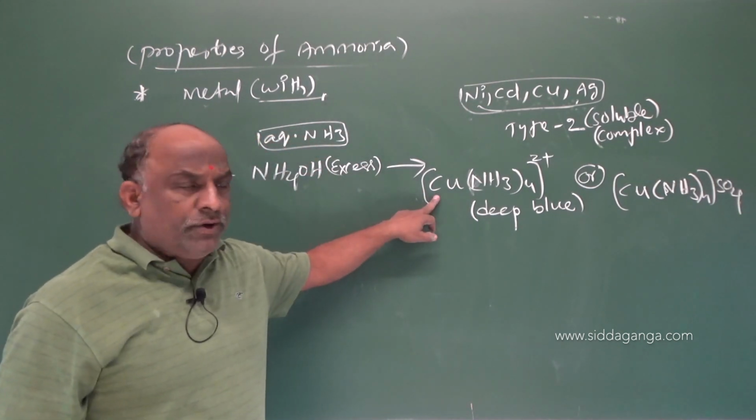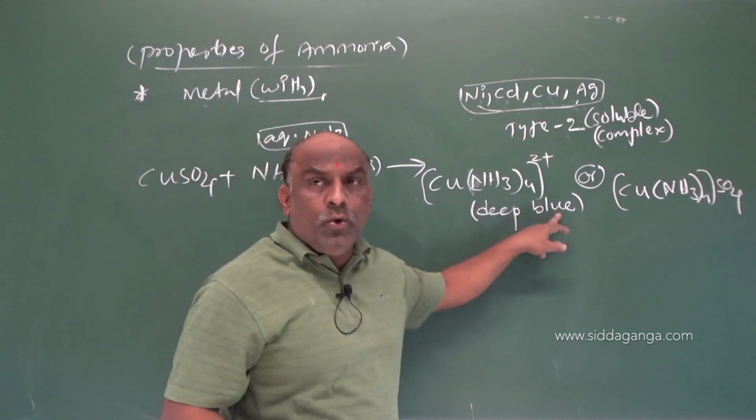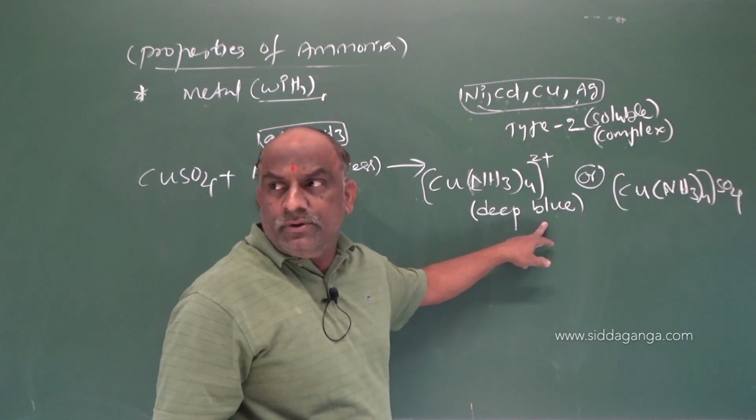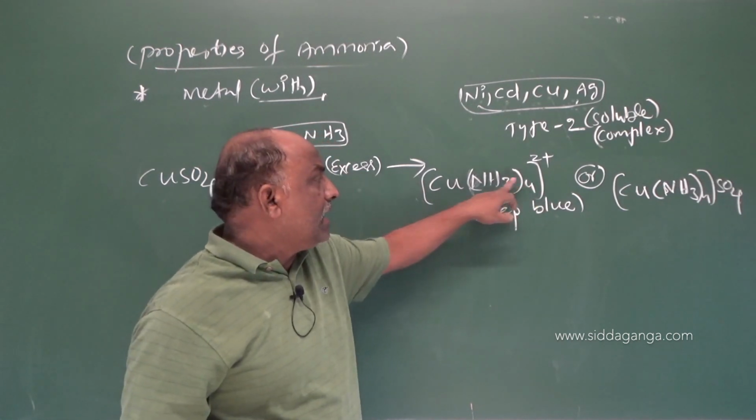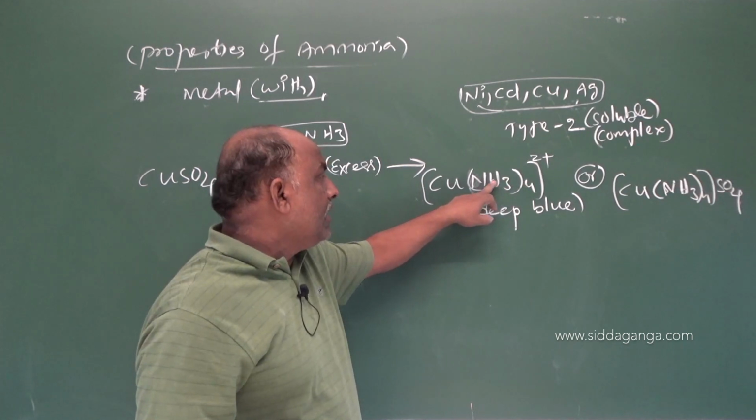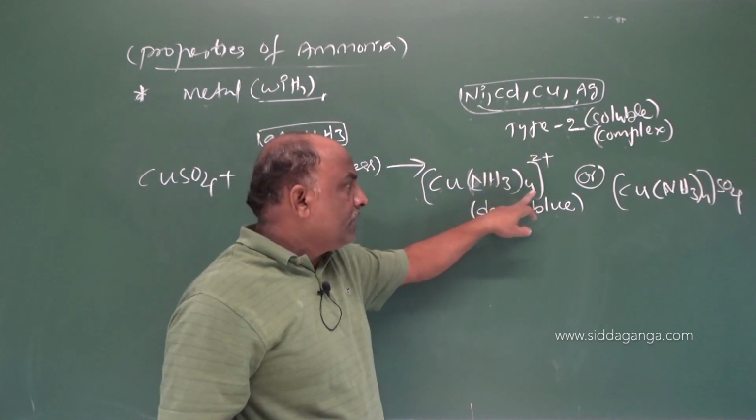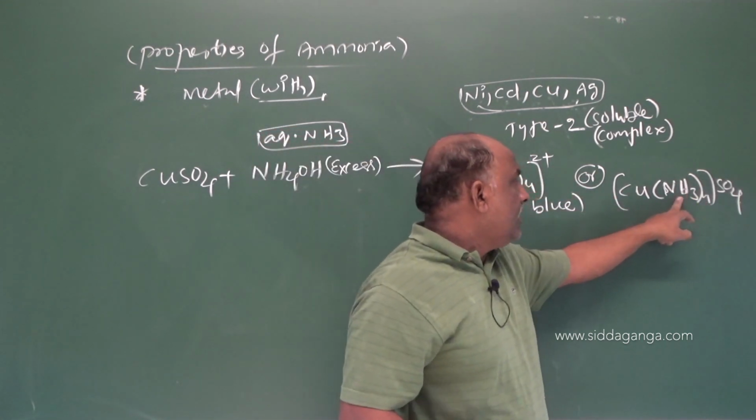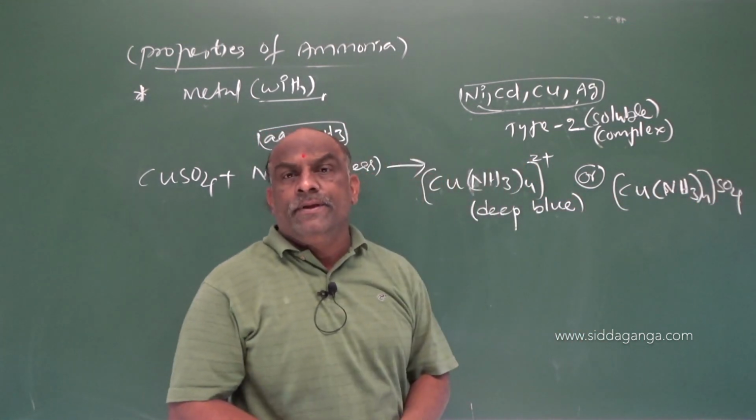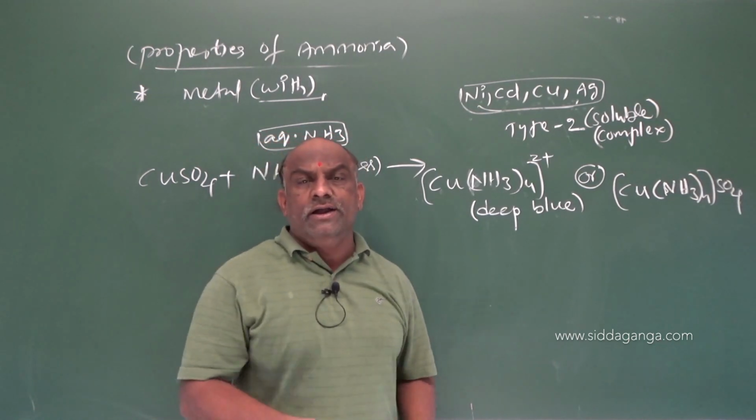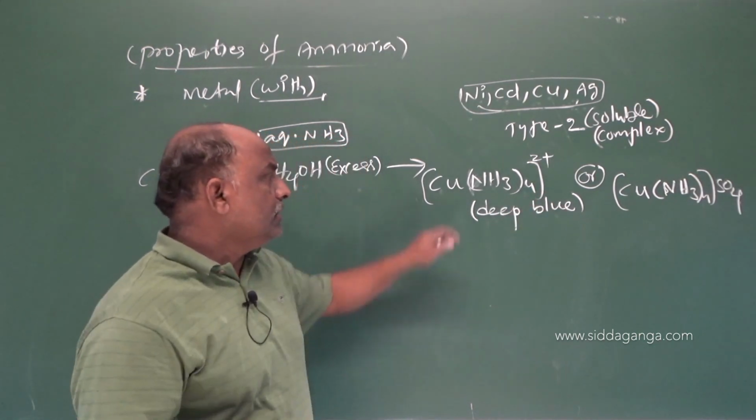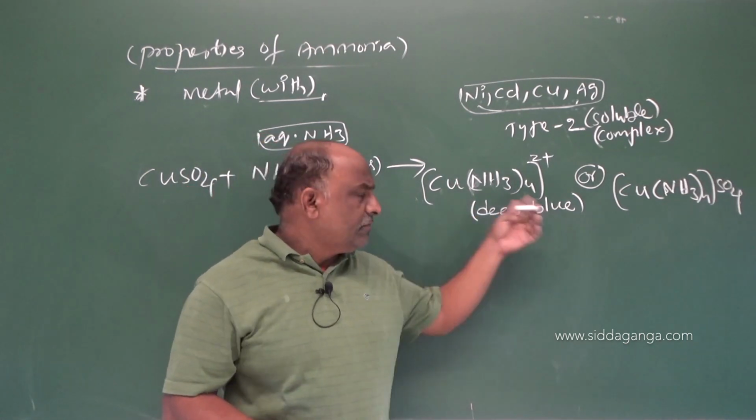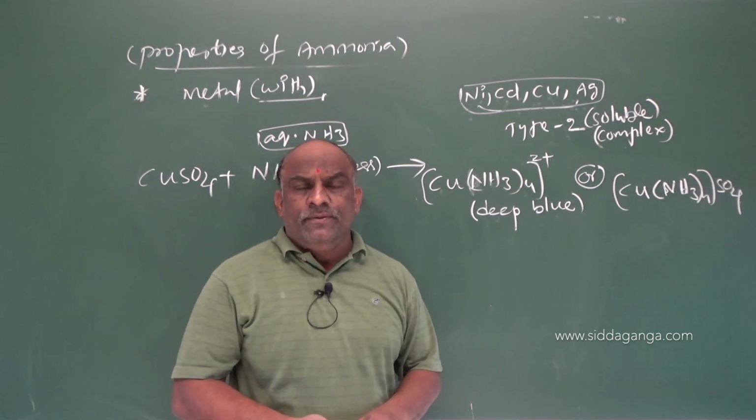So what will the compound be? The compound is deep blue in color. Deep blue means we will get a complex compound. This complex compound is tetraamine copper 2 ion, or we should write tetraamine copper 2 sulfate. Tetraamine copper 2 sulfate is called a complex compound. So it appears in which color? Deep blue color. This information will be there in the laboratory.